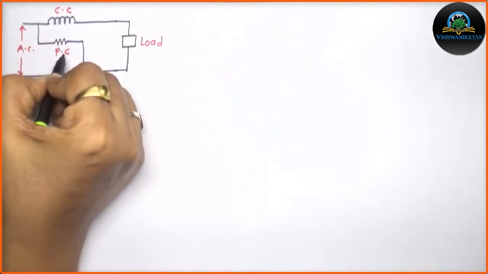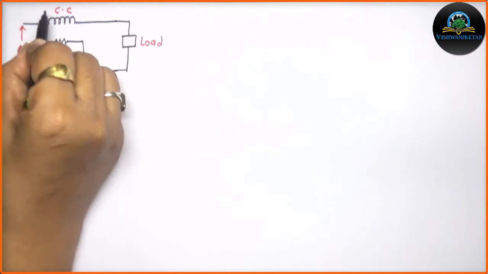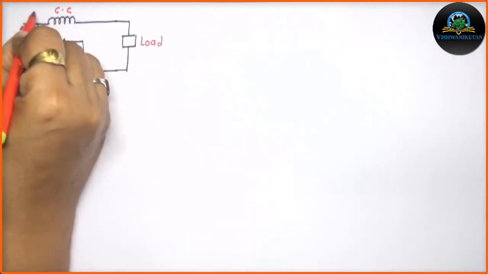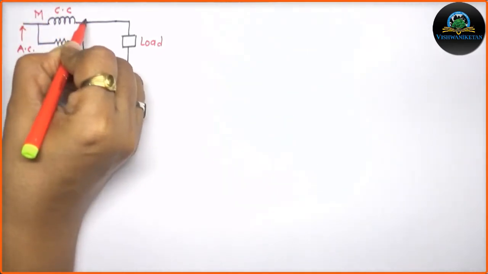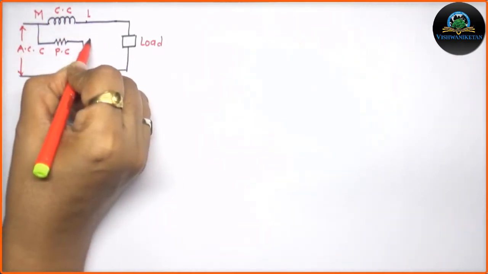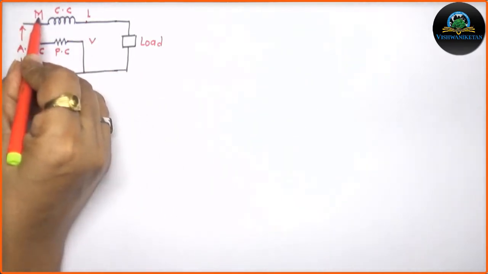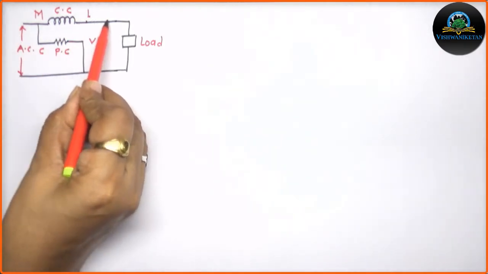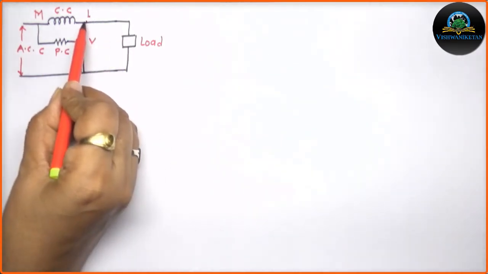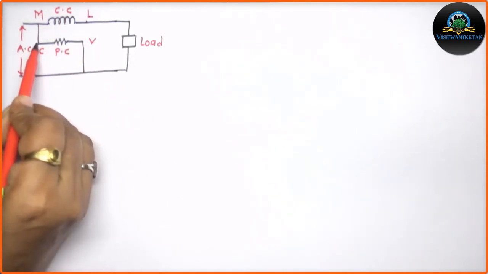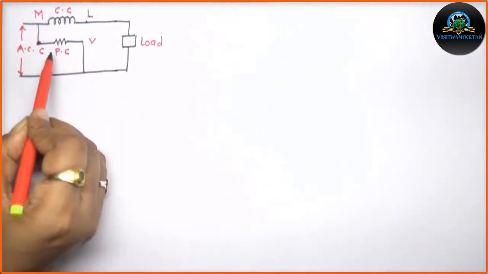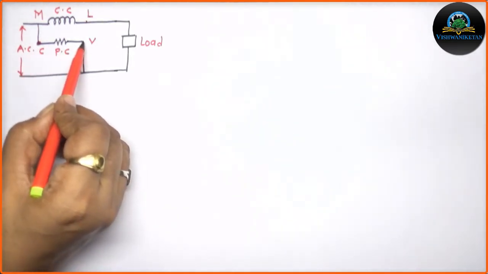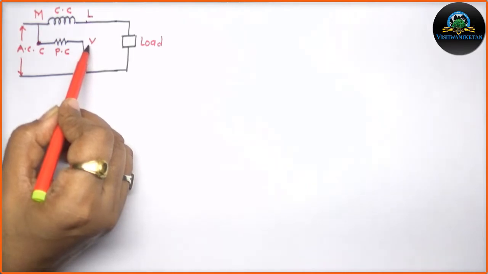Now, current coil and pressure coil. In this case, apart from these two coils, there are 4 indications normally used. And these indications are M, L, C and V. Now M, as it is connected to the main supply, so it is M. L is connected to the load, so it is known as load. Then it is a common point between the current coil and the pressure coil, so that's why it is known as C. And this is the voltage point, so it is known as V.